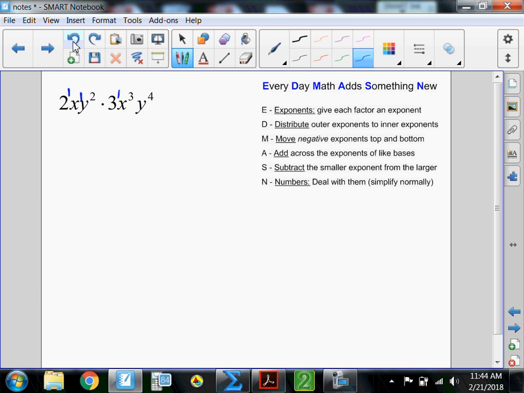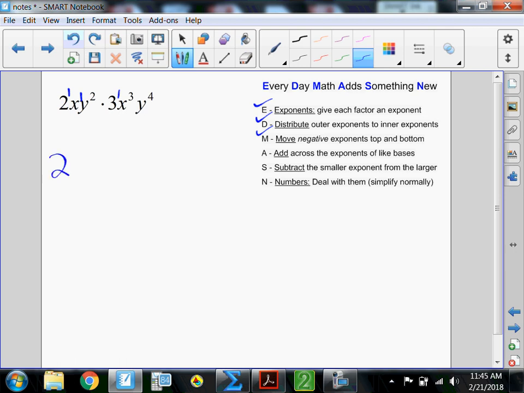D is distribute outer exponents to inner exponents. This is talking about when you have a parentheses squared. I don't have a parentheses squared, so I can skip that step. M, move negative exponents top to bottom of the fraction. I don't have any negative exponents. A, add across exponents of like bases.